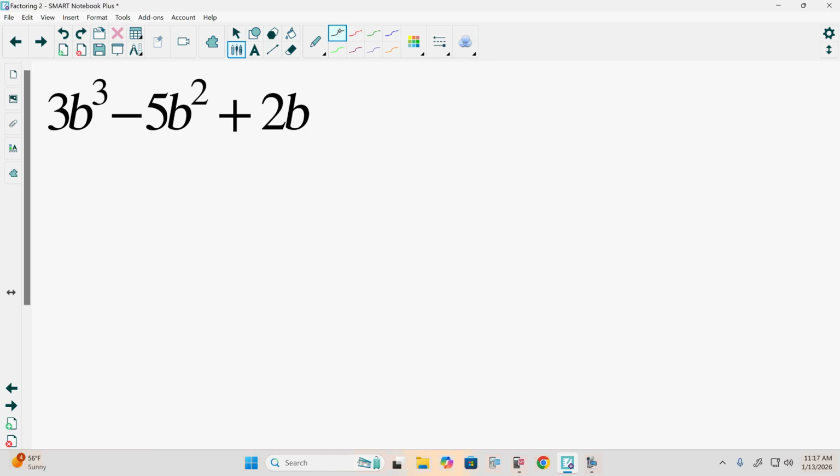What we have here is 3b squared minus 3b cubed minus 5b squared plus 2b. Is there a greatest common factor between these 3 terms? B. How many b's can we factor out of all 3? 1, because the third term is just 2b. Now, is there a number we can factor out of 3, 5, and 2? 1 is the only one. So the only thing we can factor out is a common factor of b.